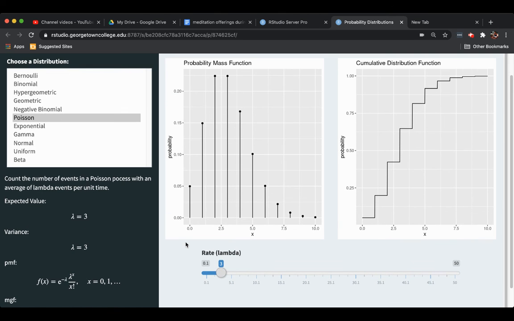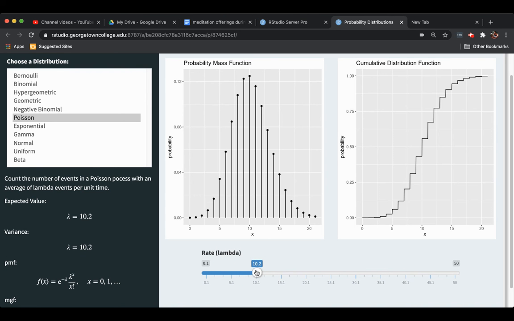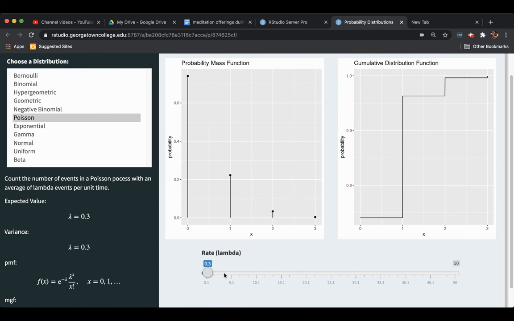And you can choose your lambda. And then you get a probability mass function for the number of events in a unit time with that rate. Right now, the rate is set at 3 events per unit time. You can vary that if you like. And here's an interesting thing I find. If you start off with a really low rate, you get a very right skewed distribution.